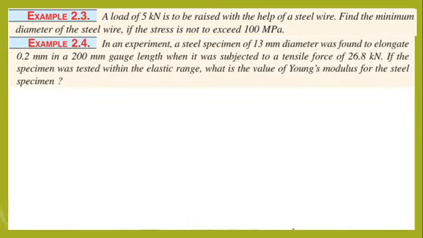In an experiment, a steel specimen of 13 mm diameter was found to elongate by 0.2 mm in a 200 mm gauge length. In this experiment the steel specimen diameter is given, so from the diameter we can calculate the area of cross section. It was found to elongate by 0.2 mm, so delta L is equal to 0.2 mm in a 200 mm gauge length. So L is given as 200 mm gauge length. It is subject to a tensile force of 26.8 kilonewton. If the specimen is tested within the elastic range, find the value of Young's modulus. We have to calculate the value of E for the steel specimen.